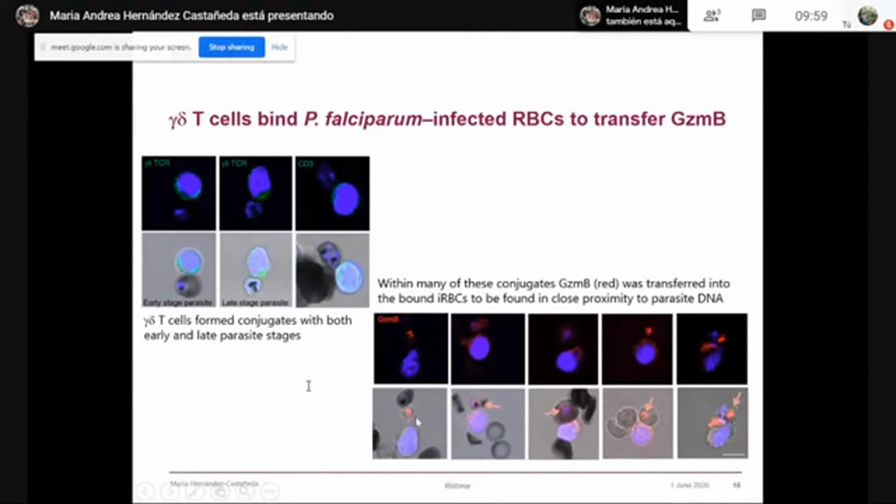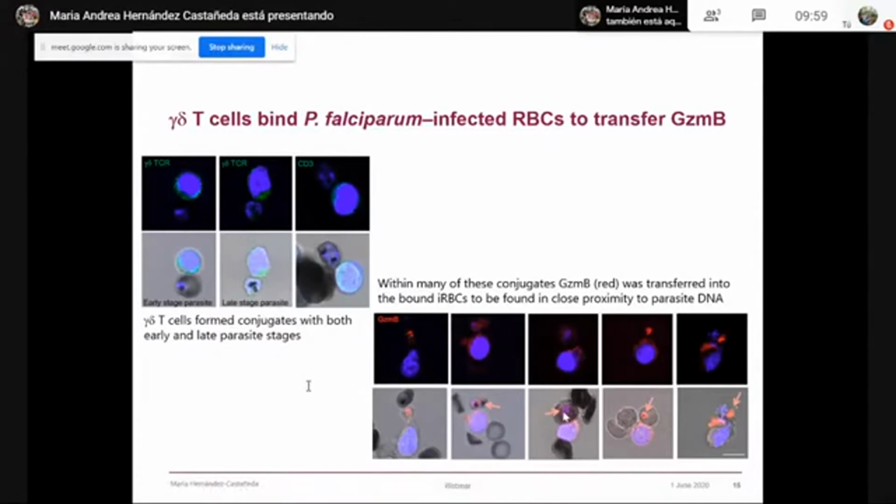So here is again a gamma delta. You see here a parasite. Then you see that when the gamma delta comes in contact with the parasite, there is transfer of the red dye, which is in this case granzyme B. And then this granzyme B is also found in close proximity to the parasite DNA.